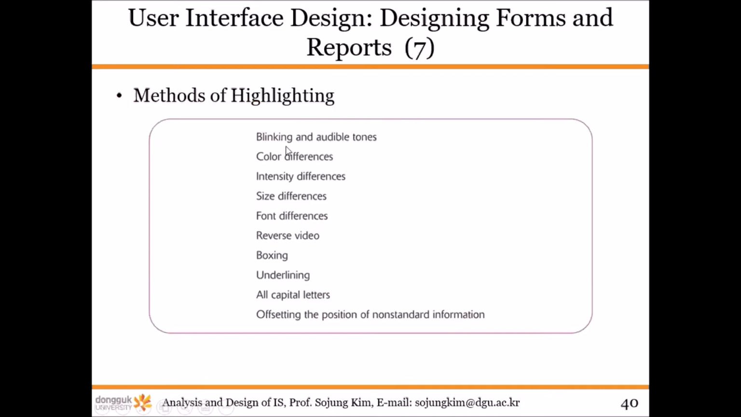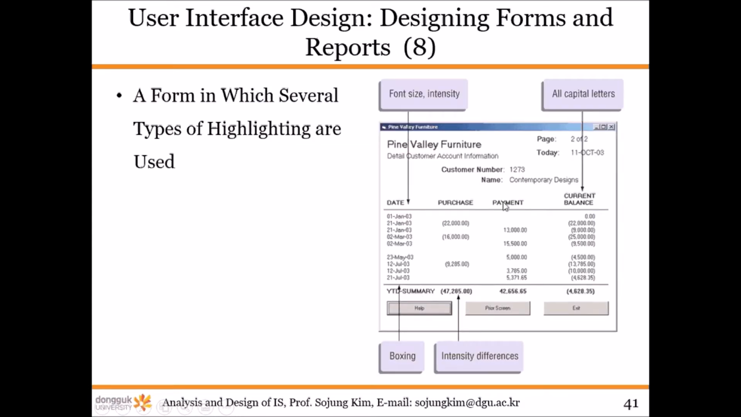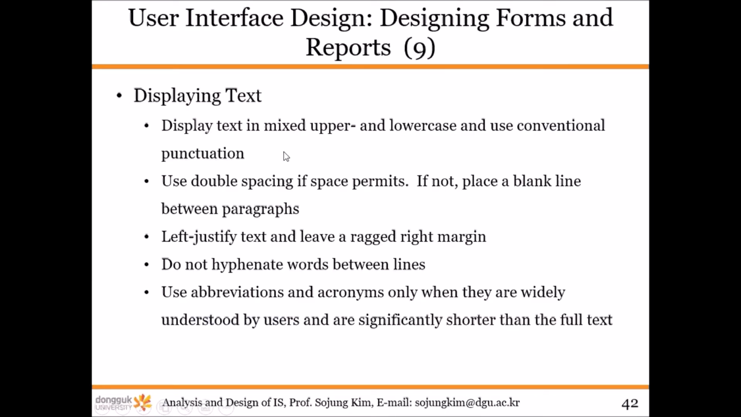So here, for highlighting methods, we have multiple options, okay? You can choose a size, a font, or you can use a box, and so on, right? And here's an example of a form where several types of highlighting are used. So here we have an example. Bold font, okay? Change the size of the font to get the attention of the user, something like that. And then boxing, you can have a box, and intense differences, and so on. Actually, user interface design is very challenging, okay?